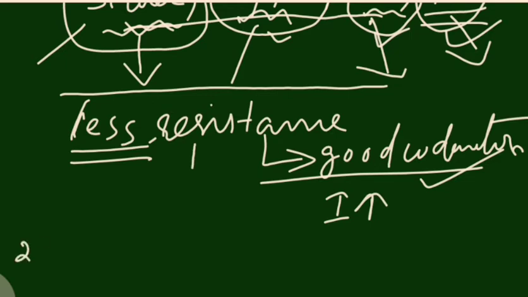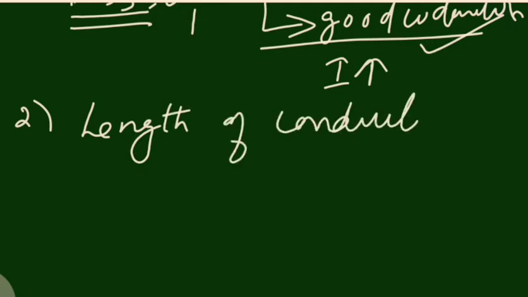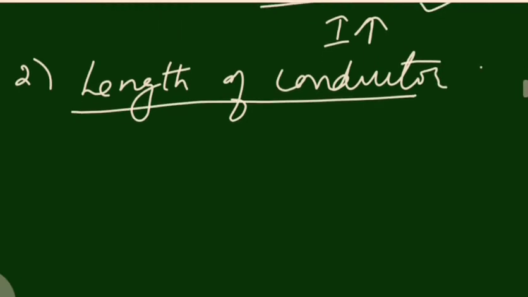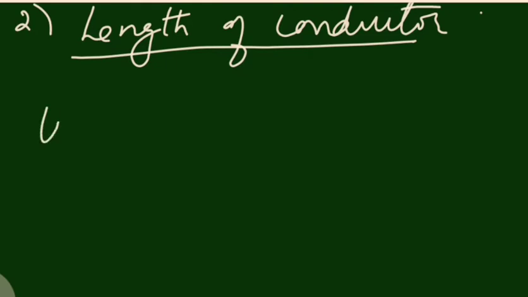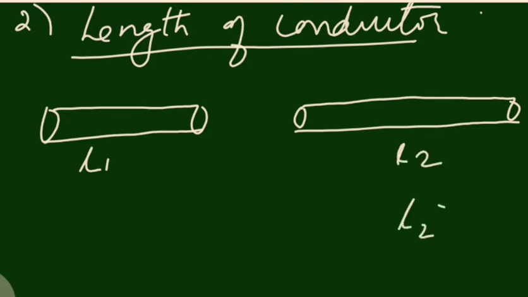Now the second factor on which the resistance depend is the length of the conductor. Length of conductor, or the length of the wire through which the current is flowing. Now I'll take two wires of same thickness. So this is one wire, same thickness. This is another wire. So let this be length 1 and length 2. Seeing the figure, you can see that length 2 is greater than length 1.